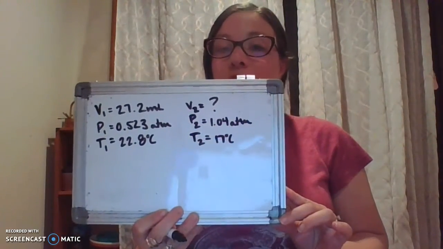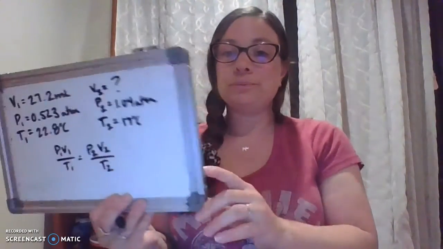And because I have so many different variables, I'm going to be using the combined gas law. P1 V1 over T1 equals P2 V2 over T2. There it is. So I'm going to take what I know and plug it into my equation. Now remember, I'm solving for volume 2. So I want to make sure that I can isolate volume 2 on one side of the calculation in order to solve for it.